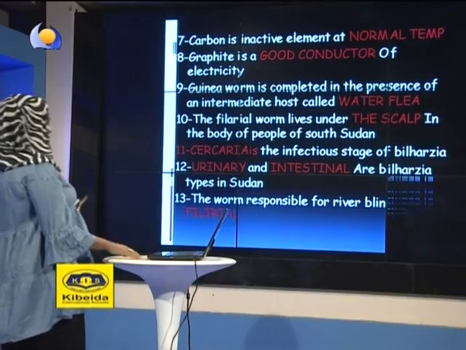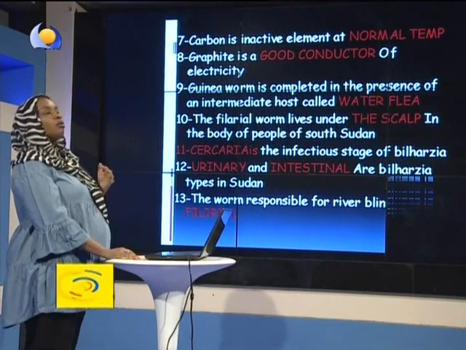That's all about science. Actually, we didn't answer all the questions in the science book, but we chose the most repeated and common questions. You will find these questions in different forms: fill in the blanks, sometimes true or false, circle the correct answer, or odd word out. So you will find these questions in different forms with the same content.